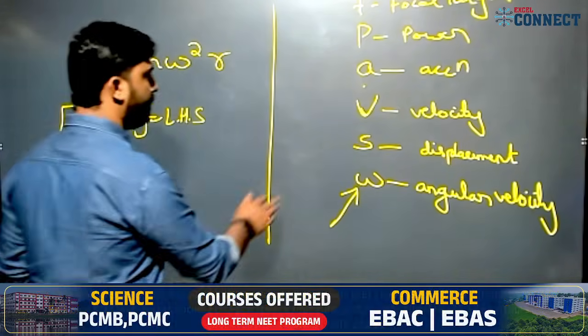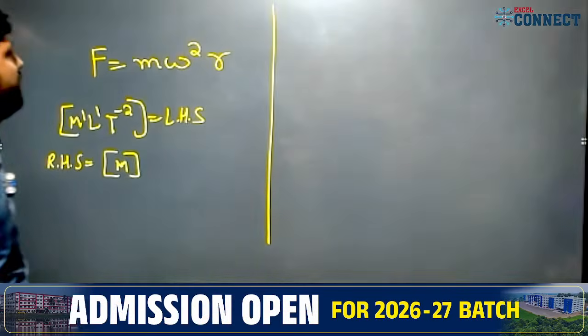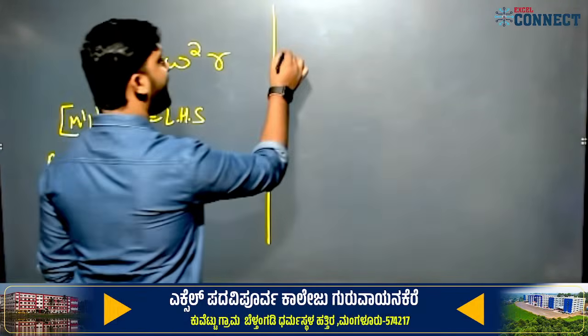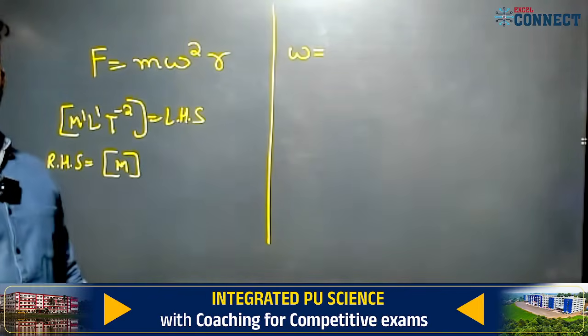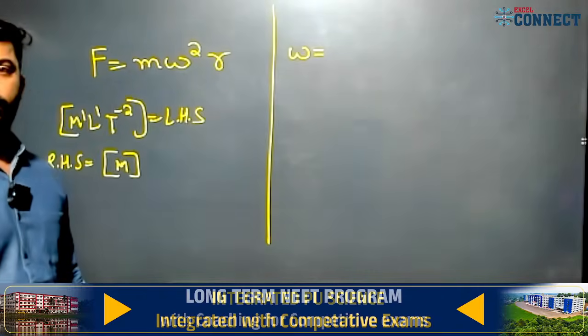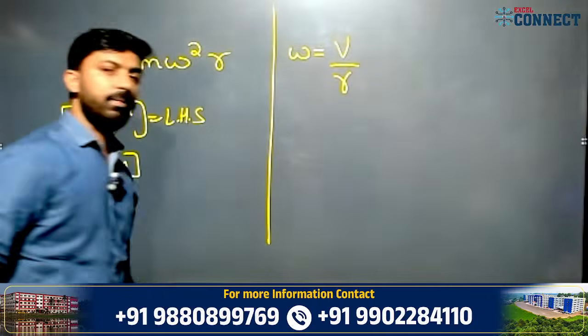Okay, now let us see what is the dimension of omega. Okay, let us derive one formula, you already told me. What is omega? Omega is angular velocity. What is the formula? V by R.